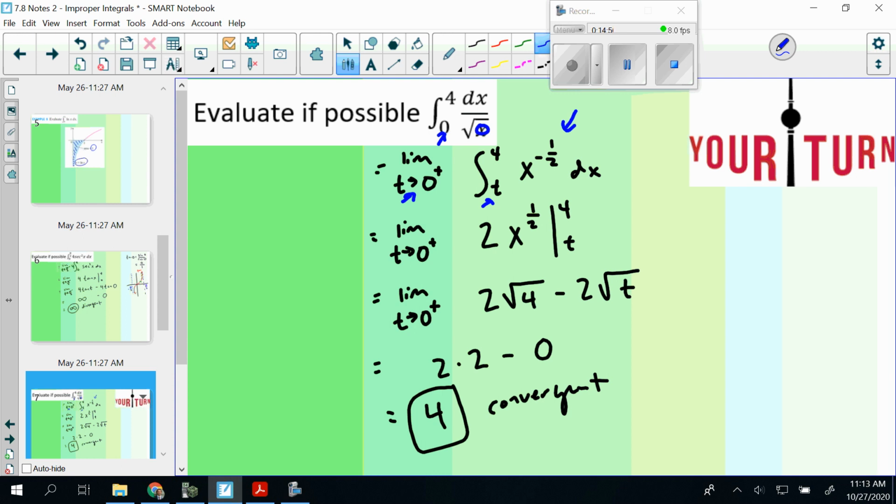So the antiderivative should have been this. Now if you plug in your limits, we're going to get 4 and t, and x to the half is the same as square root, so I wrote a square root. The first one you can evaluate: square root of 4 is 2, times another 2 would be 4. For the next one, if we do the limit as t goes to 0, that should just be 0. And so the answer is an area of 4, which is convergent. So hopefully you did okay on that one.